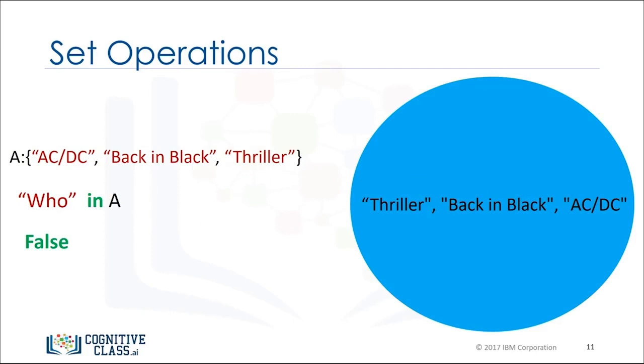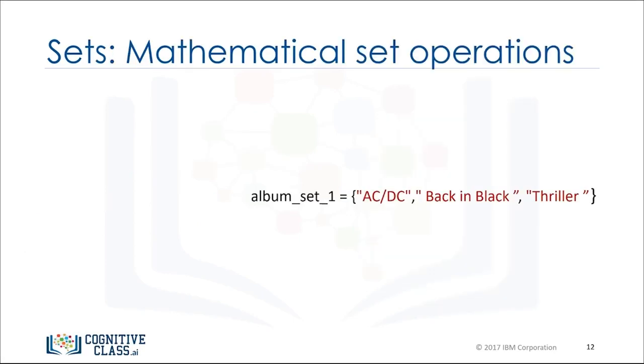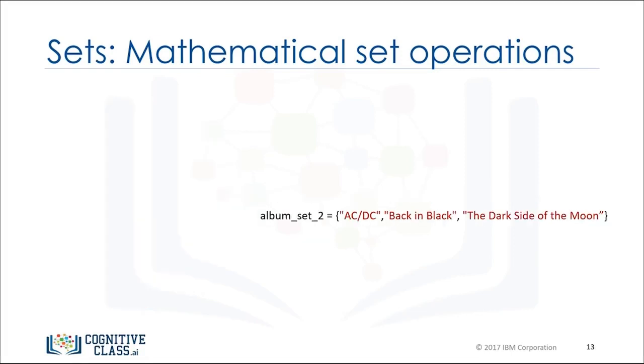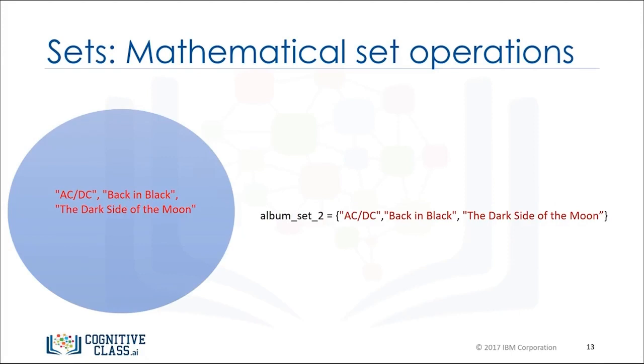These are types of mathematical set operations. There are other operations we can do. There are lots of useful mathematical operations we can do between sets. Let's define the set album set 1. We can represent it using a red circle on a Venn diagram. Similarly, we can define the set album set 2. We can also represent it using a blue circle on a Venn diagram.